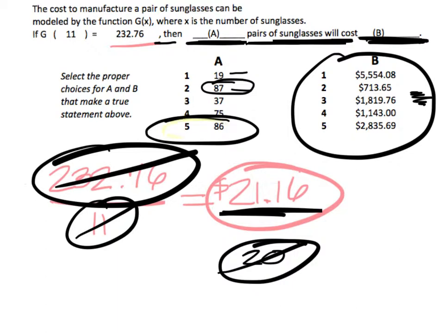And I'll put these in yellow. 5 and 3. And that's how you would write your solution. 5 and then 3.